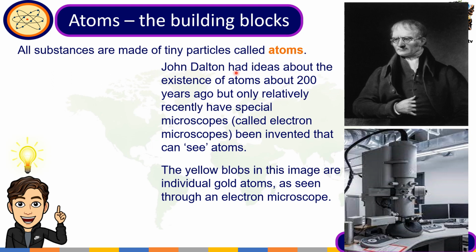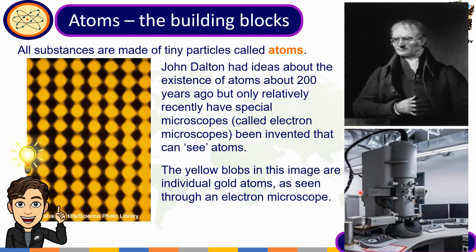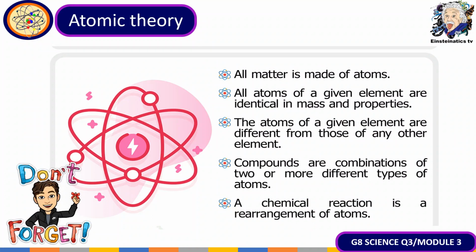However, it was John Dalton who first have the modern interpretation of atoms, and he did it about 200 years ago. But only fairly recently, we could get to see what atom is through the use of a device known as the electron microscope, such as this one. The yellow blobs here or the circles here are individual gold atoms as seen through the use of the electron microscope. Ngayon naman, let's talk about Dalton's atomic theory.